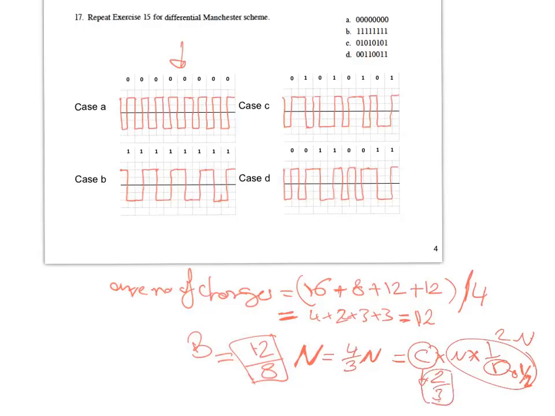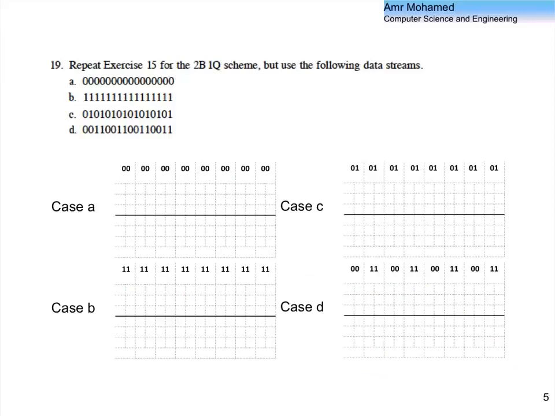which is also between 0 and 1. So again, the calculation here is within the range that we have calculated in class, given the fact that C is 2/3, and remember that this is calculated only based on these 4 cases. Empirically, it might be different. In the next example, we need to repeat the exercise for the 2B1Q.